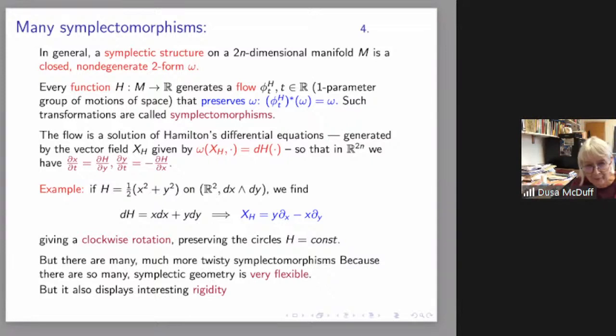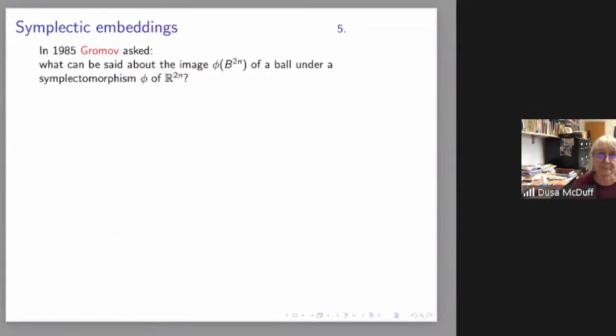And there are many, many other symplectomorphisms, because you can actually do this if H depends on time. And that means that symplectic geometry is very flexible in some ways, because of many, many transformations of a symplectic manifold that preserve the form. But there's also interesting rigidity, because there are certain things that are preserved. Like when you're flowing in 2 dimensions, you preserve area. But there are many more interesting things that get preserved, and that's one of the interesting things about symplectic geometry. If you look at a symplectomorphism, what does it preserve? What can you say about it, and what is just sort of flexible?